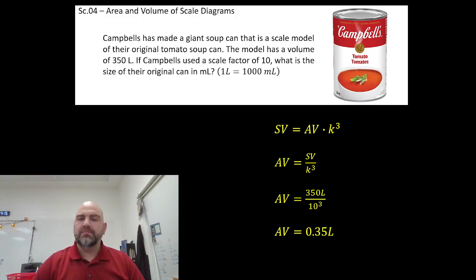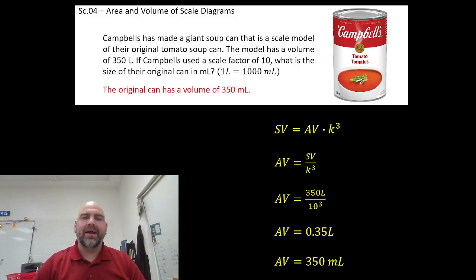Well, there's 1,000 milliliters in a liter, so therefore the actual volume is 350 milliliters, which if you look really closely at that little can, it says 350 milliliters on the side. Look at that, using actual stuff. That doesn't always happen, but in this case it did. So the original can has a volume of 350 milliliters.